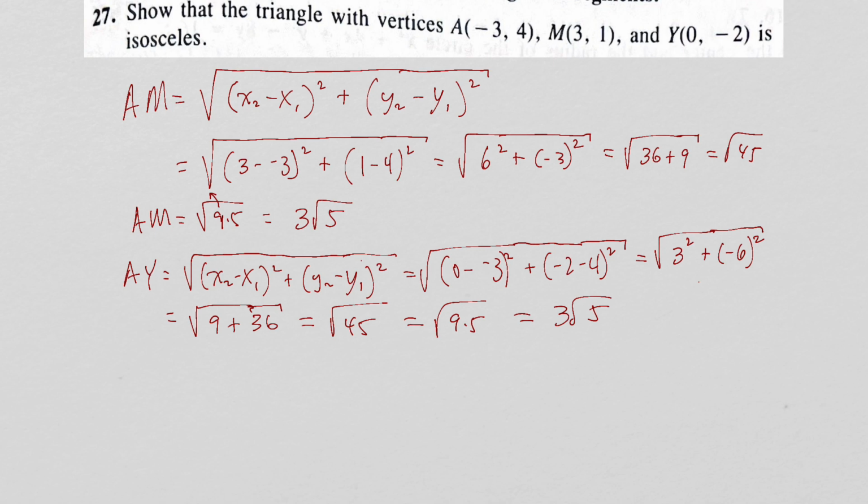So we can see that this is isosceles, or it might be equilateral. We'll find the distance between the last two. So the last 2 points are MY. So the distance between M and Y, I don't know if I should write this formula again, but I will.